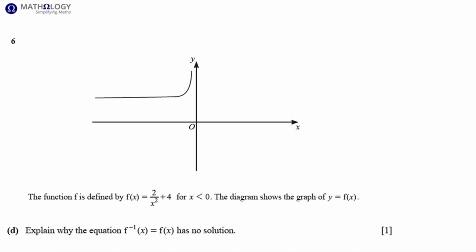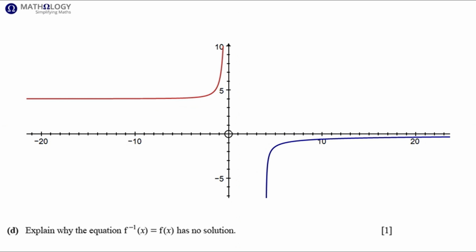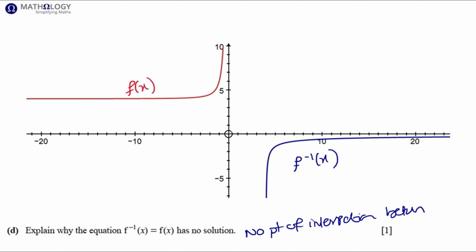Next, explain why the equation the inverse of f equals f has no solution. Now to answer this, we're going to look back at the sketch graph of f and of the inverse of f. Now we can clearly see from the sketch graph of these that there is no point of intersection, so therefore there is no solution. Right? So the simple answer is no point of intersection between f and f to the minus 1.